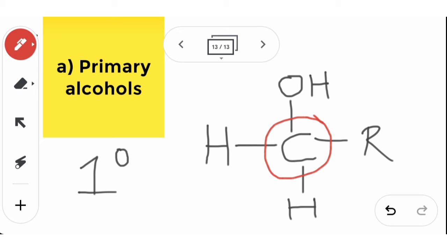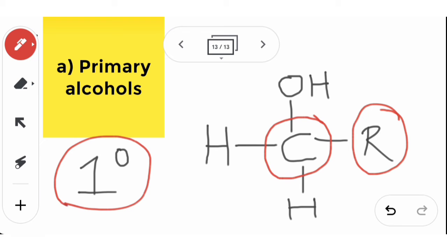Okay, so now for you to have primary alcohols, you need to have one alkyl group connected to the alpha carbon. In this case, you can see this particular symbol represents alkyl groups. So if you have only one alkyl group bonded to the alpha carbon, then what you have is a primary alcohol. This is the symbol for primary alcohols. It's one, with a degree symbol right there.